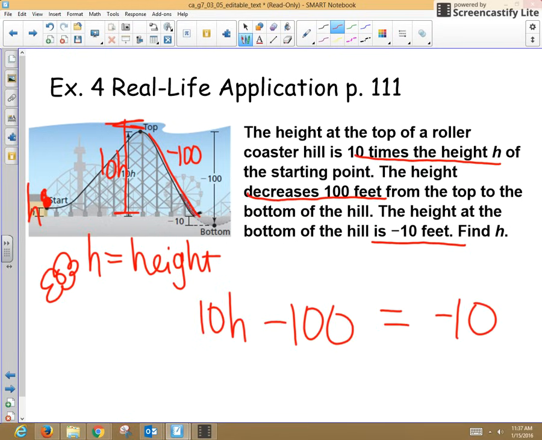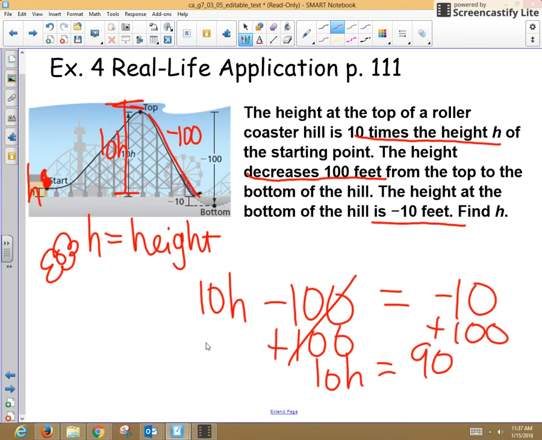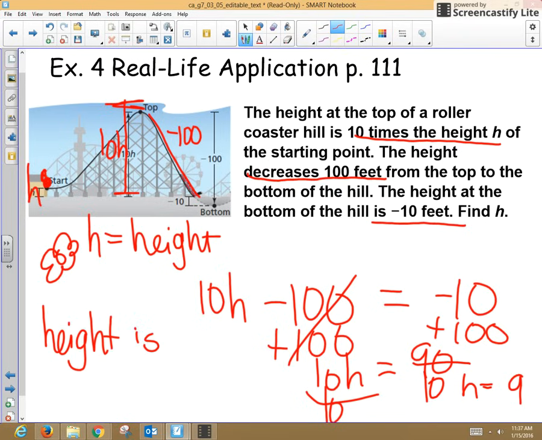Now we can start solving. To solve, we undo the subtraction that we see. So that's our first step. So we add 100 to both sides. That cancels out. And we're left with 10H equals 90. Now, we need to divide both sides by 10 to isolate the variable. So when we divide by 10, we get H equals 9. So therefore, the height we started at was 9 feet. And that's our starting height. So starting height is 9 feet.